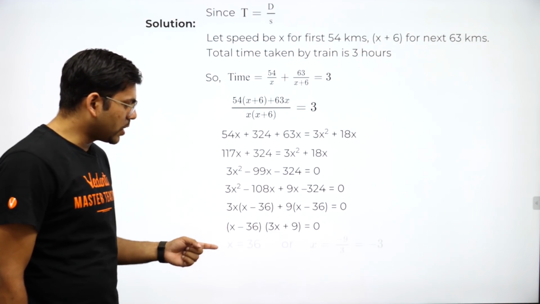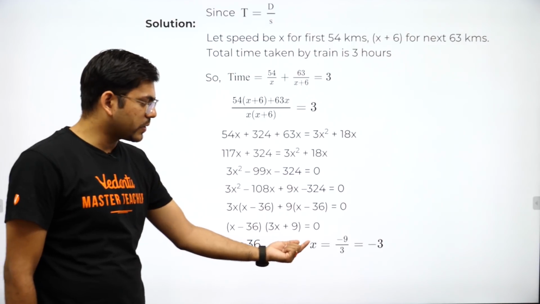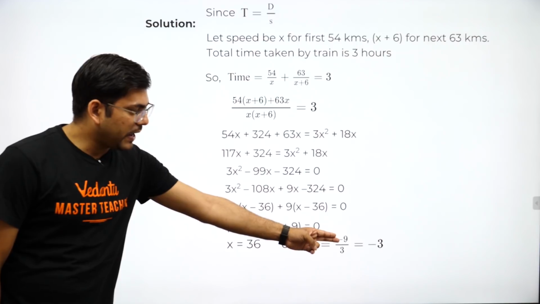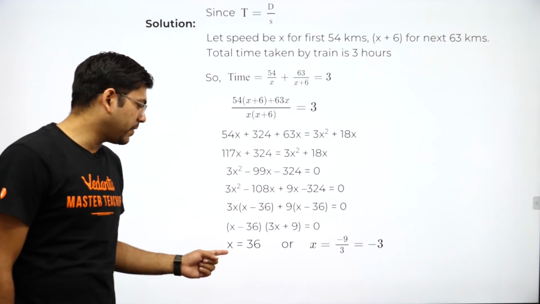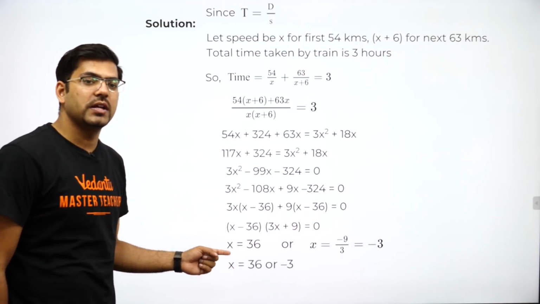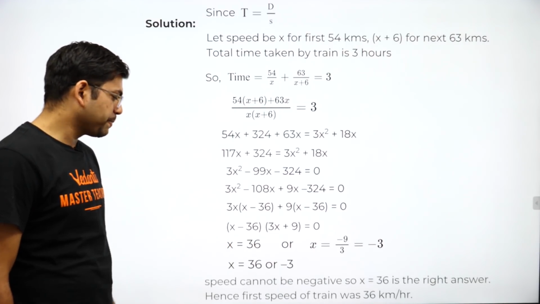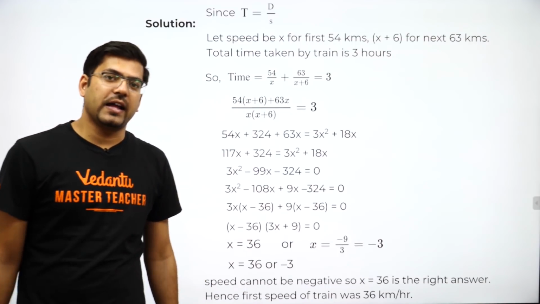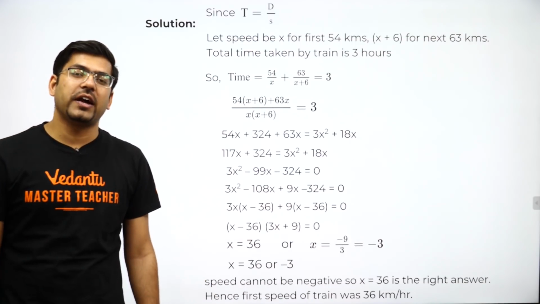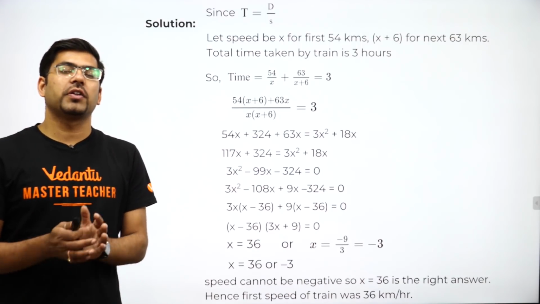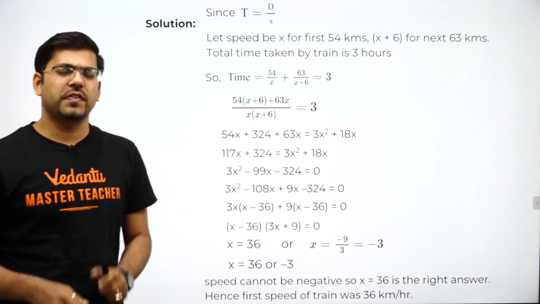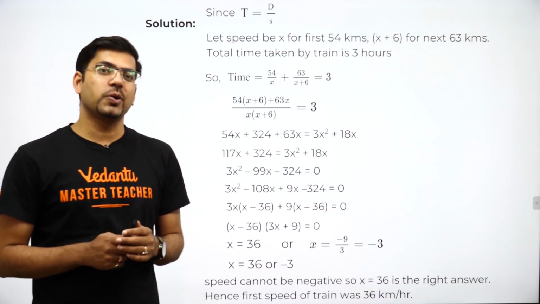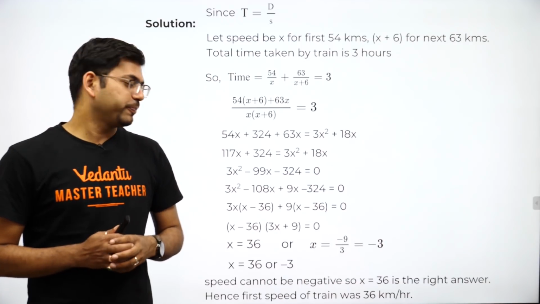Now making them equal to 0, we will be getting x equal to 36 or x equal to minus 9 by 3. Since speed cannot be negative, we will be neglecting that part, and we will be continuing with x equal to 36. Now once x equal to 36 is there, x equal to 36 kilometers per hour is the final answer. That is what has been asked, to find the first speed of the train with which it will be traveling for the first 54 kilometers. So I guess I am clear with my point, and I guess you would have understood what the question wants to say.